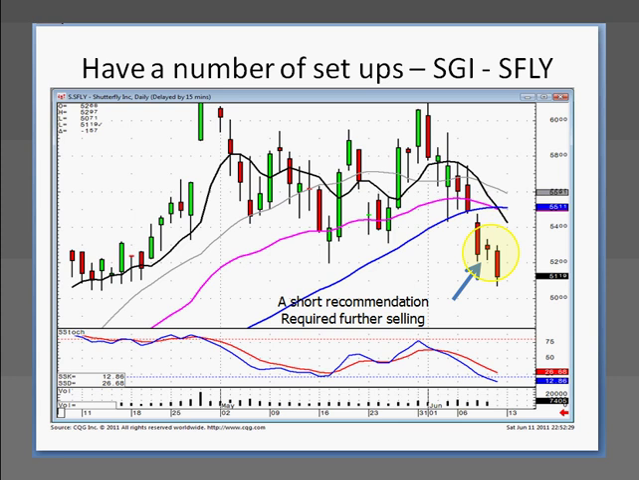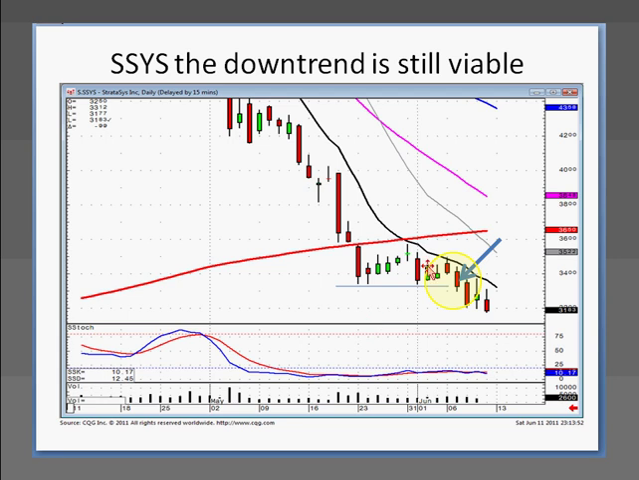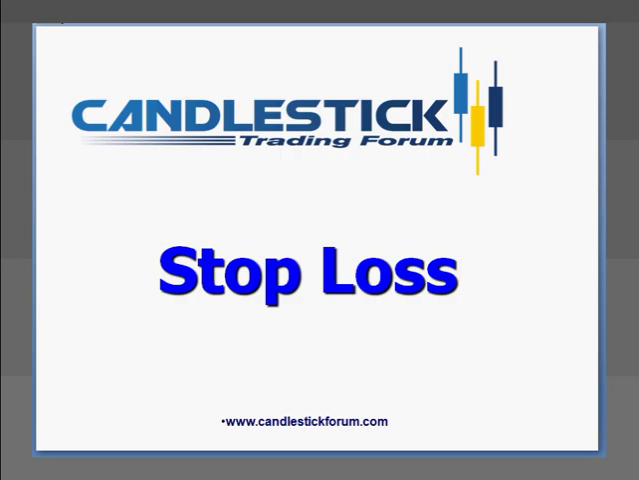Okay, let's see. What do we got here? Yeah, so when we start seeing setups, this is why it's very important to see the bullish confirmation coming up through the T-line. Otherwise, if you're in a downtrend, remember, you're in a downtrend until you see a candlestick buy signal and a close above the T-line. If they come up to the T-line and fail again, you just want to stay short. So what we want to do is use the common sense visual aspects of candlestick signals. Now, here's the stop loss meat part.